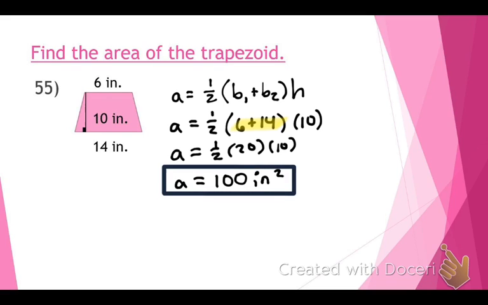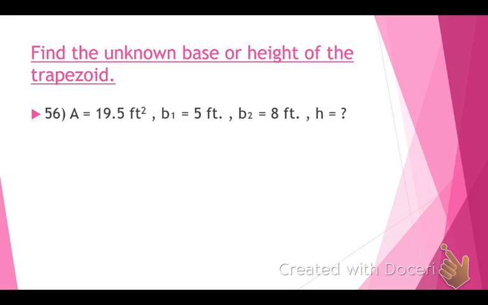Okay, very good. This one, we're still using the same exact formula, but instead we're finding the height instead of the area. So what's the formula that we used? 1/2 times B1 plus B2 times height. Okay, what's my area?